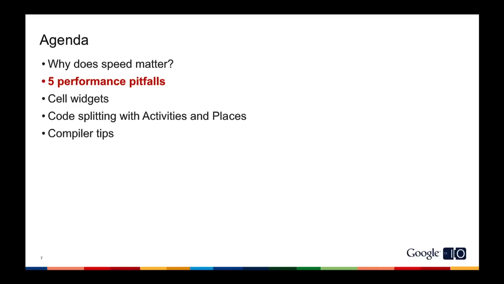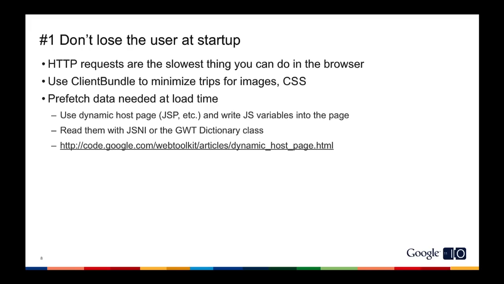So let's talk about some performance pitfalls. The first one related to this is don't lose the user at startup. HTTP requests are the slowest thing you can do in the browser. There's no JavaScript operation that takes as long as going to the server and back. So one of the techniques which has been around in GWT for quite a while is to use ClientBundle to minimize trips for images and CSS resources.